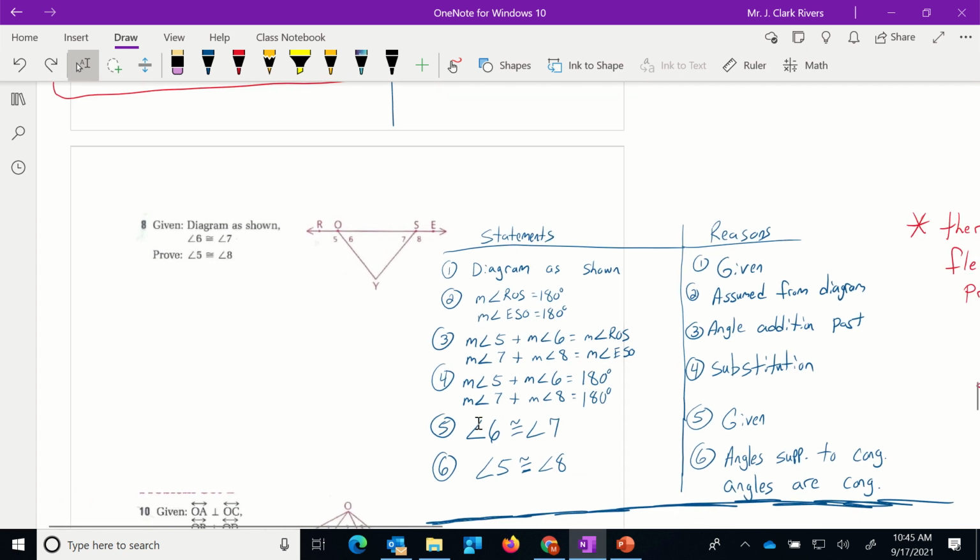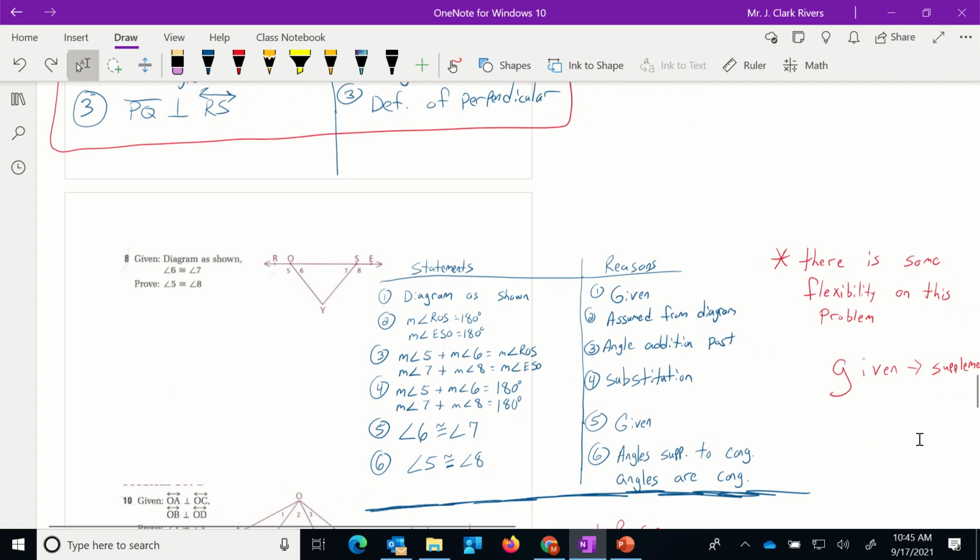We also have our given information. Angle 6 is congruent to angle 7. If you threw this up at the top, that's fine by me. If you had that at statement 1 or statement 2, you could really have it anywhere before the final statement, and it works out just fine. Angle 5 is congruent to angle 8. Angles supplementary to congruent angles are congruent.